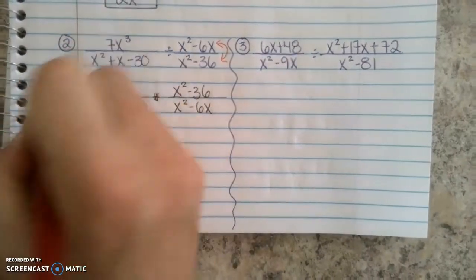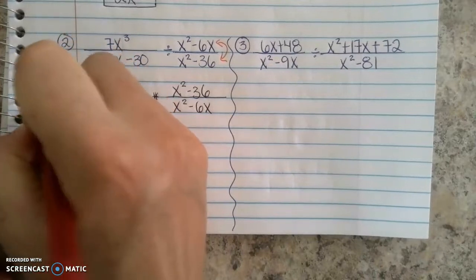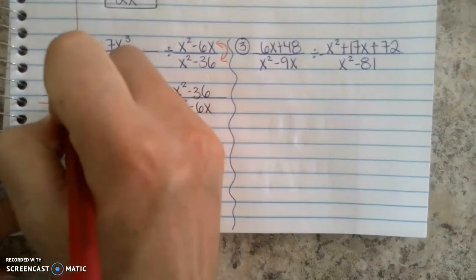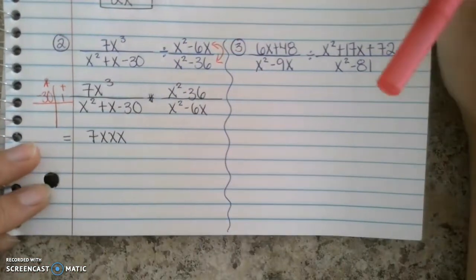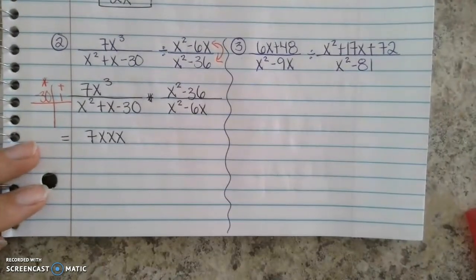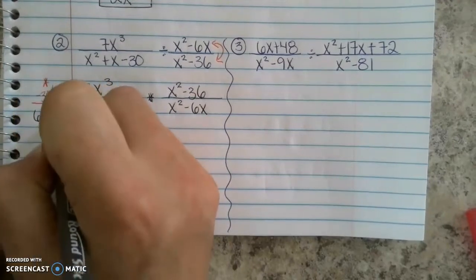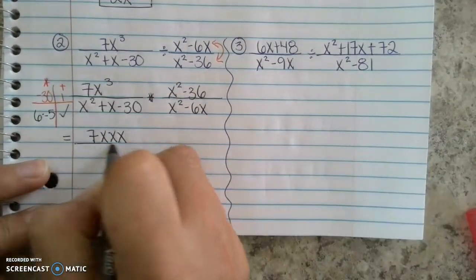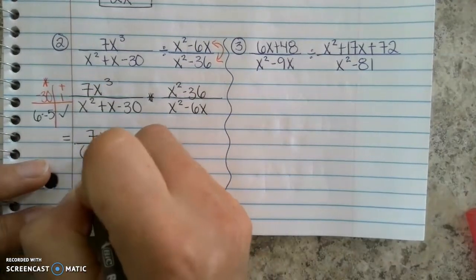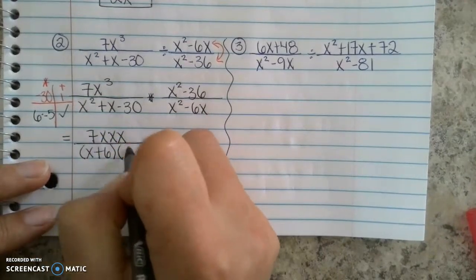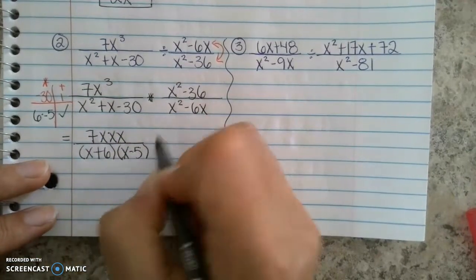And the denominator, this is something we are going to factor. So I'm looking at what multiplies to get me negative 30 that will add to get me 1. So this would be positive 6 and negative 5. So in my denominator, I will have x plus 6, x minus 5.